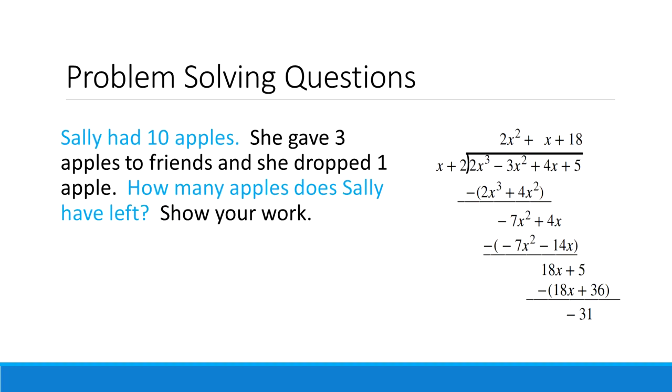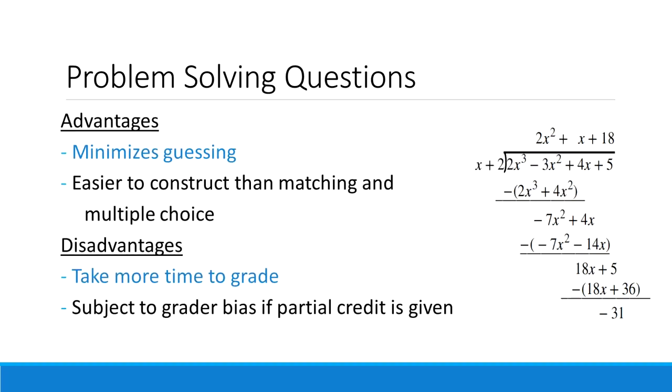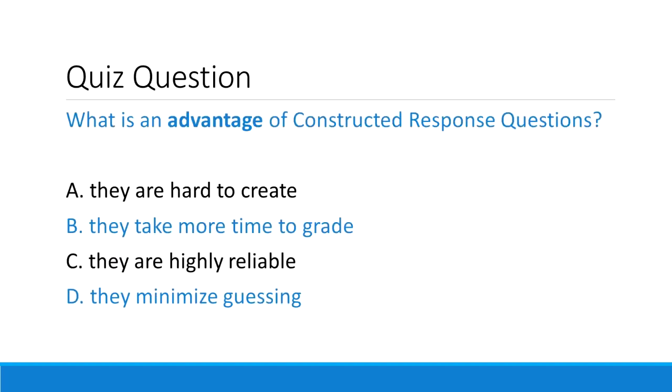So a problem-solving question. The advantage, again, you minimize guessing because you can guess, but the odds of you guessing and getting it correct are very low. They're easier to construct than some of your others as far as matching and multiple choice. The disadvantages, again, they take more time to grade and they could be subject to greater bias if you give partial credit. So again, this question will be part of your grading. So take a minute and think through it.